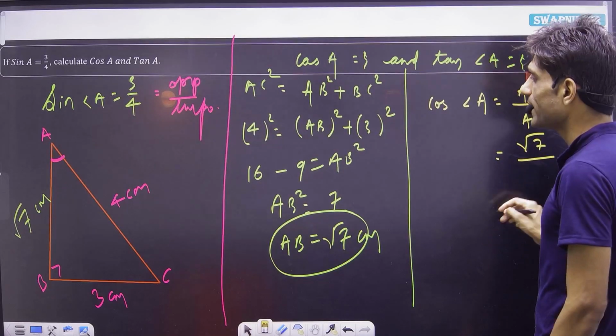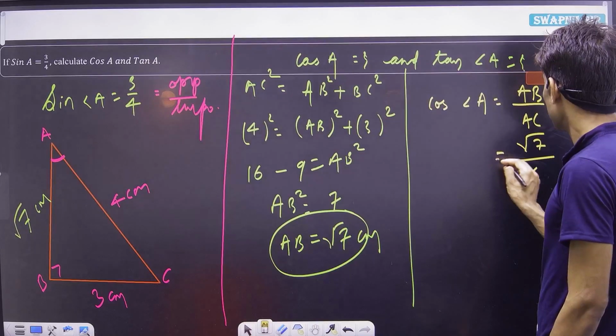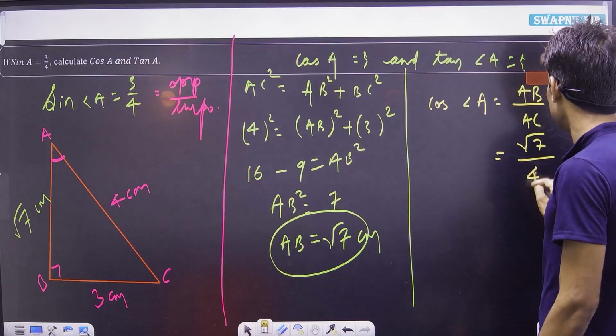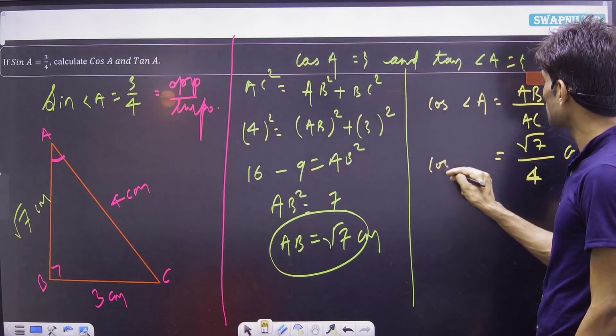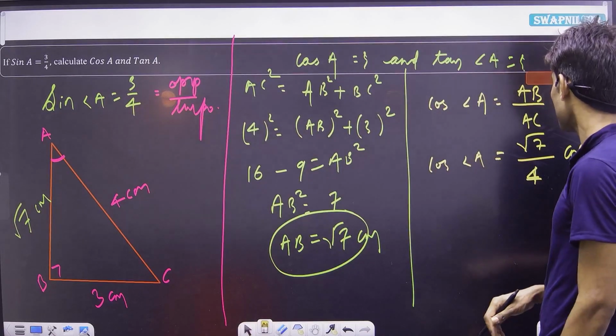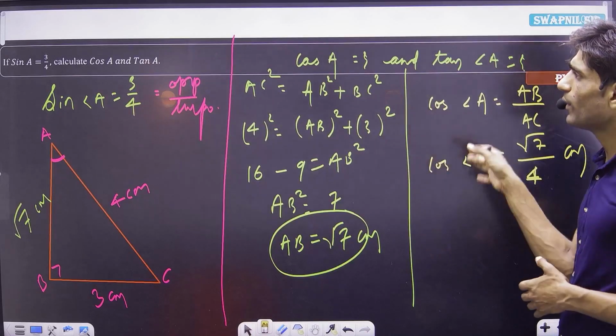What is the value for AB, which is root 7? What is the value for AC, which is 4 centimeter? So AB upon AC is root 7 by 4, which is the actual value for cos of angle A. So I got the value for cos of angle A.